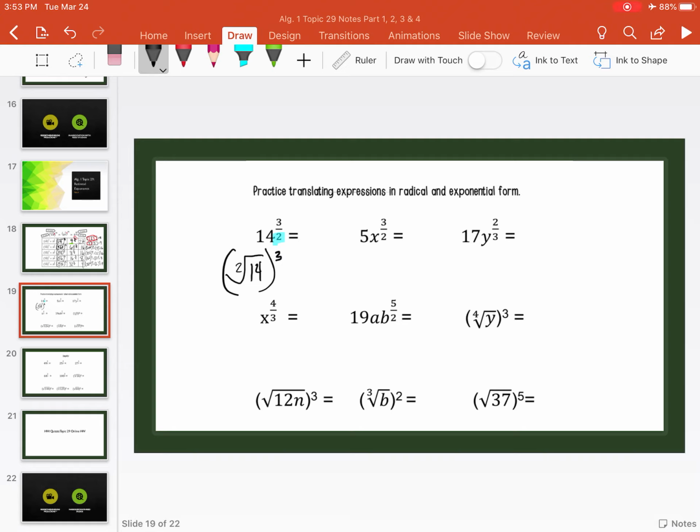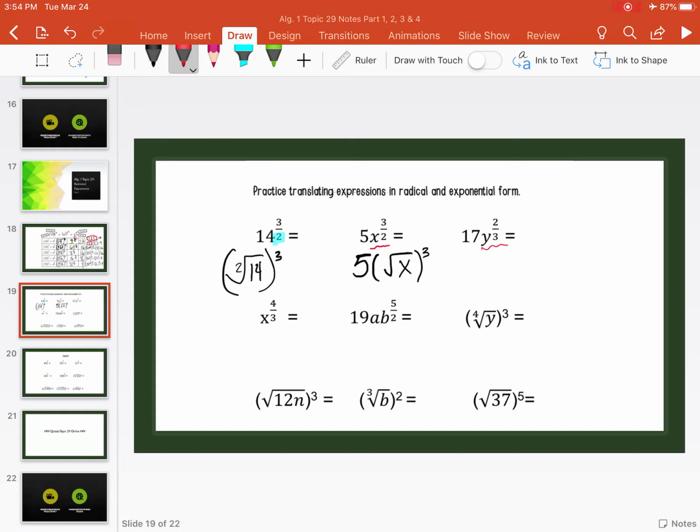Next, we have 5x to the 3 halves. Notice here how the x is the only thing raised to the 3 halves. So our 5 is going to be on the outside. Then we have x to the 3 halves, so that's the same thing as the square root of x cubed.